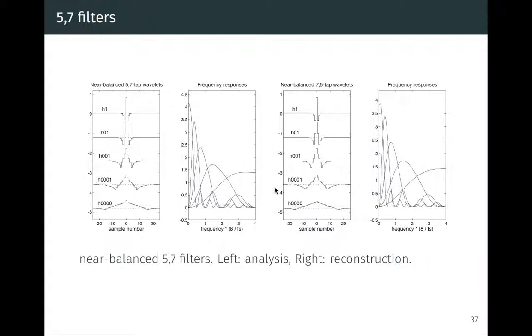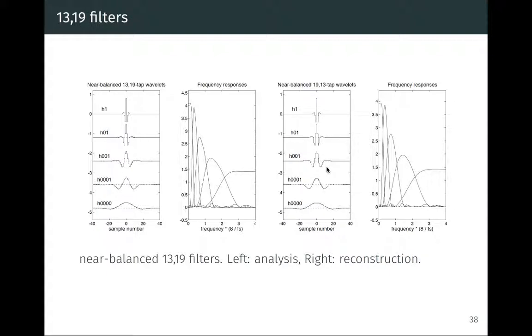So here's a whole bunch of different filters. And remember, you have the analysis filter and the reconstruction filters, and they're different, right? They can be different. So there's a whole class of wavelet families where they're trying to match the reconstruction filters to the analysis filter to make them as similar as possible. So here's an example of the near balanced 5-7 taps. And so you see the analysis filter and the reconstruction filters, they're almost identical, but they're not exactly the same, okay? So they're almost the same, but not quite the same.